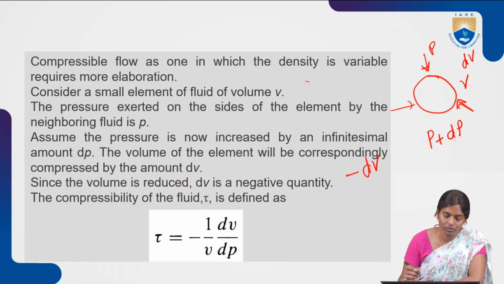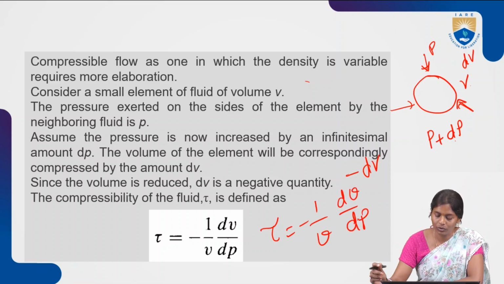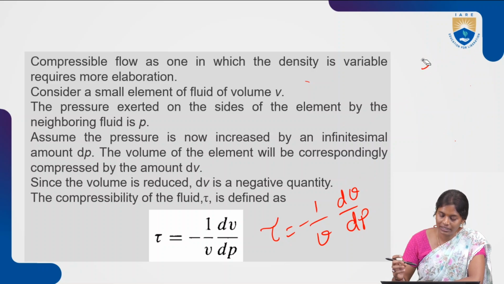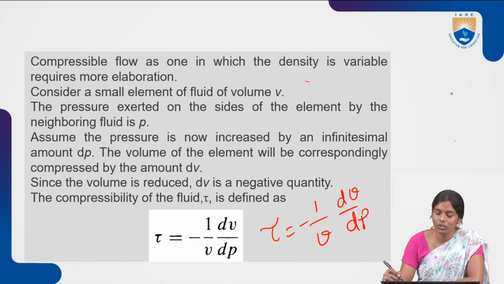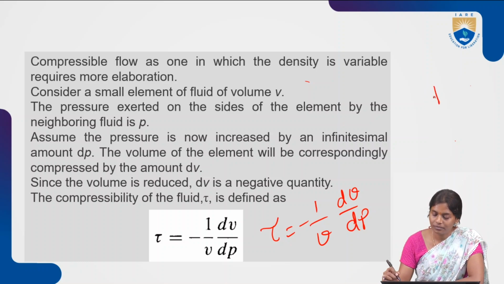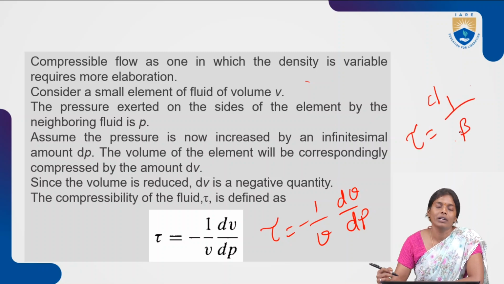So the compressibility of the fluid is given as tau equal to minus 1 by V into dV by dP. This is the compressibility formula. Generally, bulk modulus relates to the change in the pressure, and compressibility is nothing but 1 by beta.